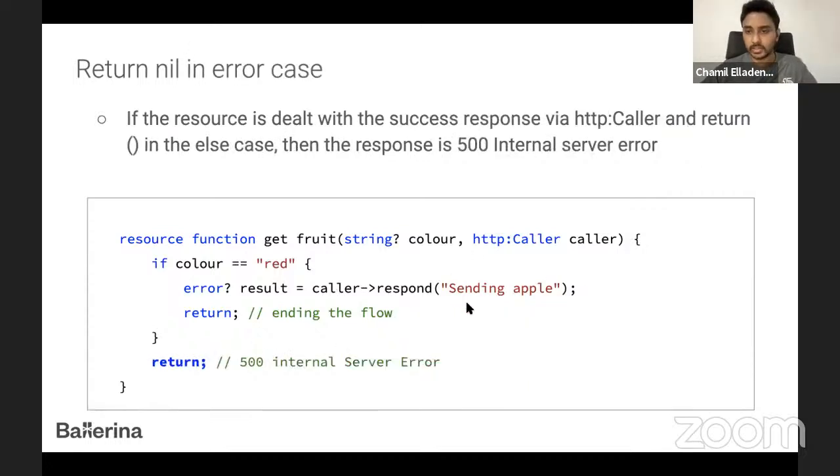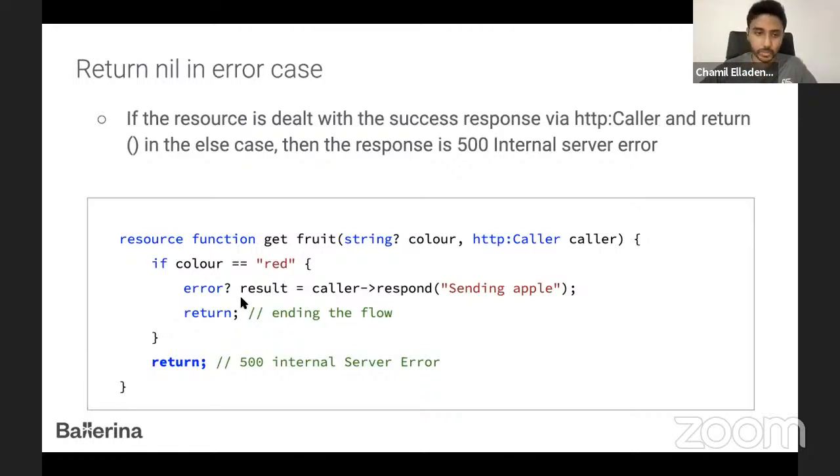And then the other case is when you have the HTTP caller. When you have the HTTP caller in a resource, we have restricted the return types to only error or nil. That is mainly focusing on code readability, and it improves the readability. Otherwise, one flow will have a return, and the other flow will have a respond method. So with that in mind, if you return a nil value from a resource rather than using a respond method, it will end up being a 500 response.